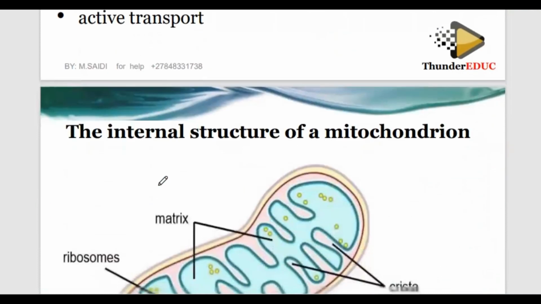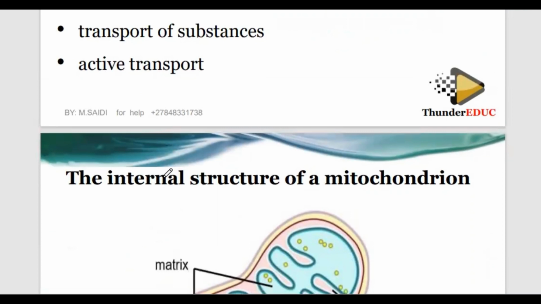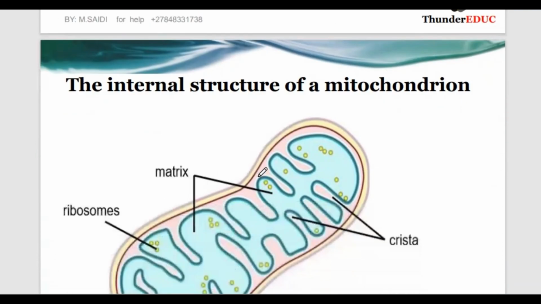And lastly, active transport. Active transport, you know it, that you are moving things from region of low concentration to region of high concentration against a concentration gradient. Meaning that you are coming from downhill, going uphill, automatically you will require what we call energy. So, where does respiration take place? Respiration takes place inside a structure called a mitochondrion.